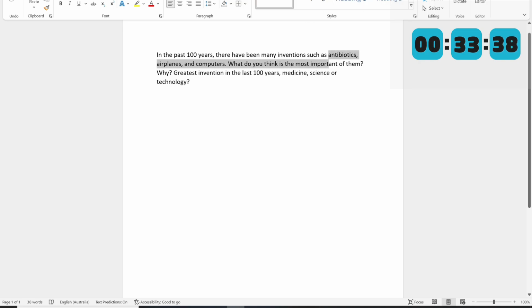Now here they have already given us the examples. In the exam you may get the same essay but no examples in them, but that's perfectly fine. It's a very common word, inventions. Invention can be anything. Computers, airplanes, antibiotics, or you can think of any other examples, the inventions that have been made: telephones, mobile phones, gadgets, computers, iPads, any invention.